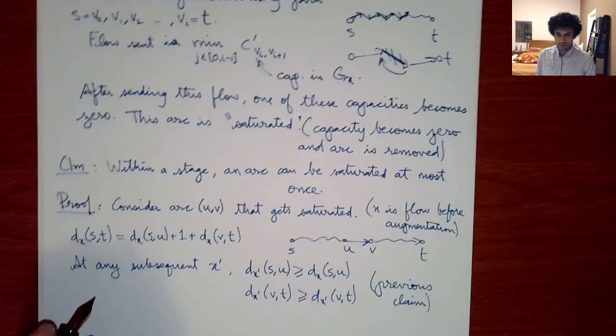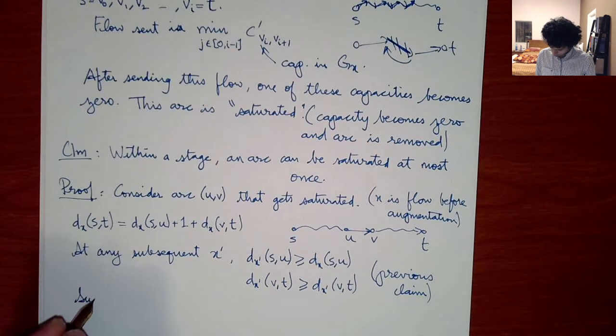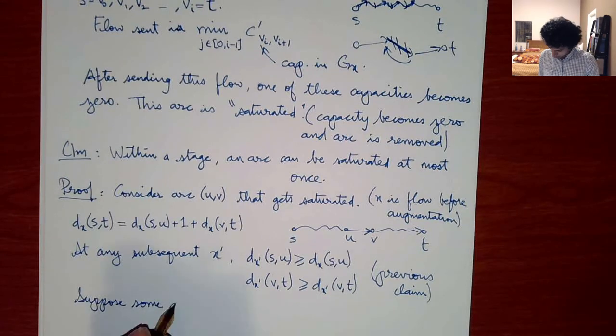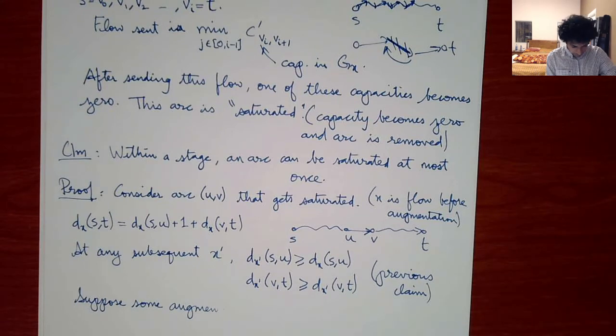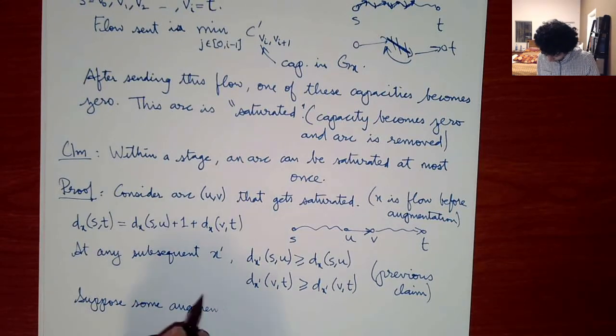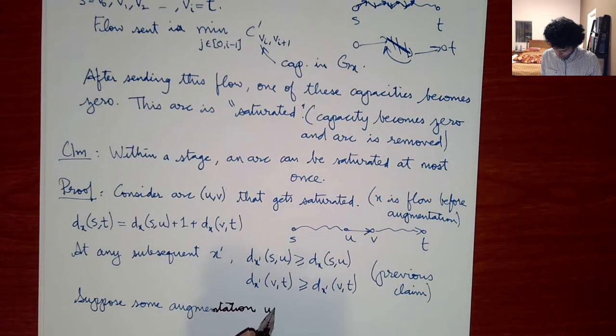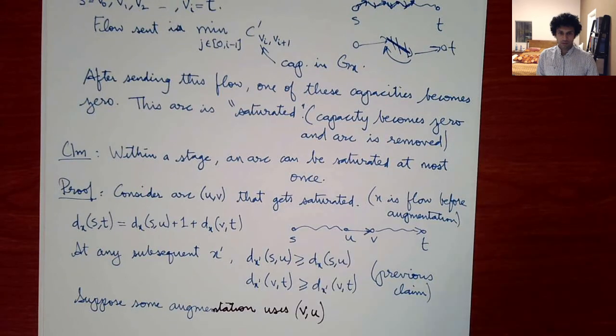Now suppose some augmentation uses VU. Now, why am I saying that? So here's an edge that got saturated. This edge is going to disappear. The only way it reappears is if some augmentation uses the opposite direction.